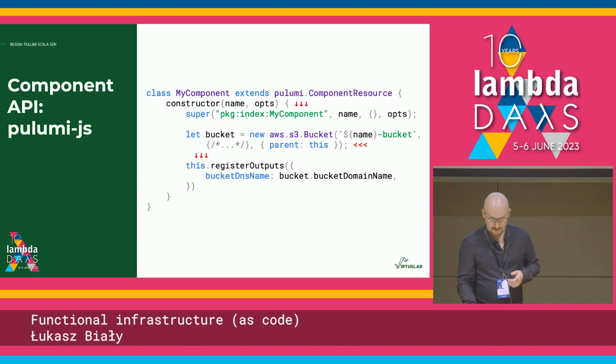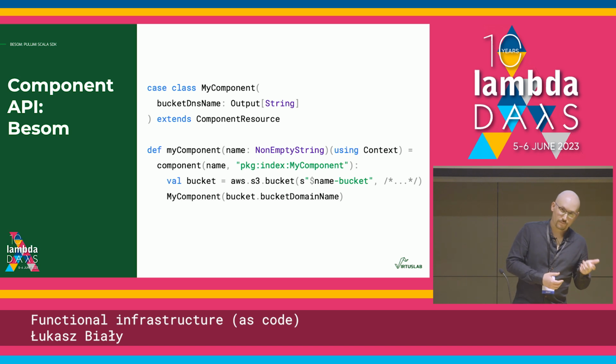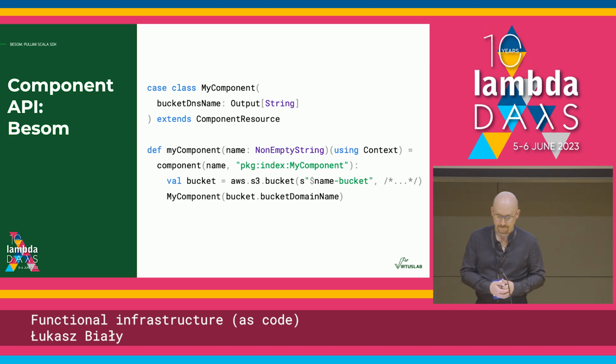So that's how it works in Pulumi.js. That's how it looks like in Bison. So you just create a case class. It basically extends the component resource because we wanted to stay similar to how Pulumi APIs work, but component resource is just a marker trait. It doesn't do anything. There's no logic in it.